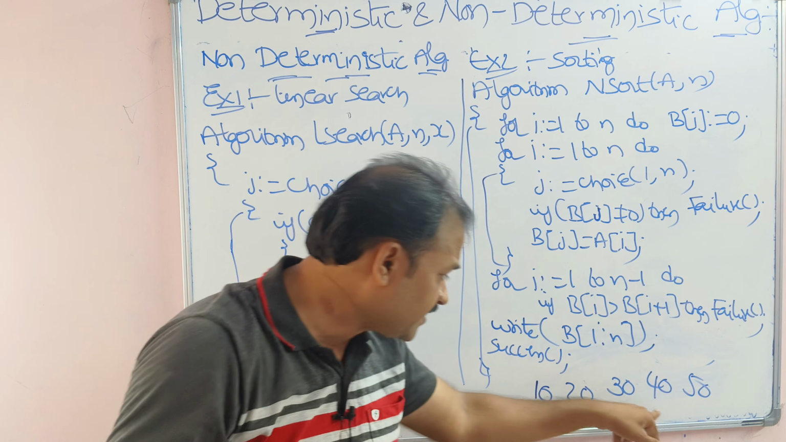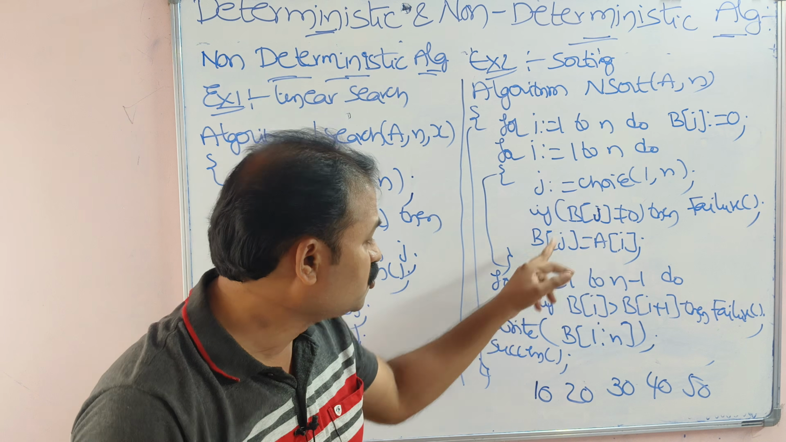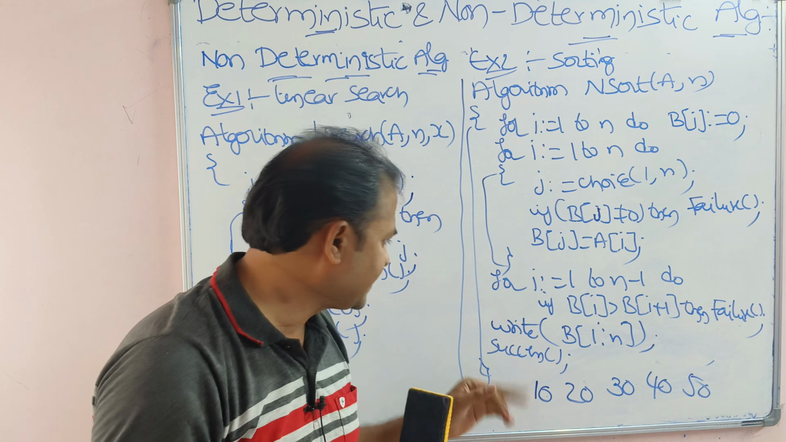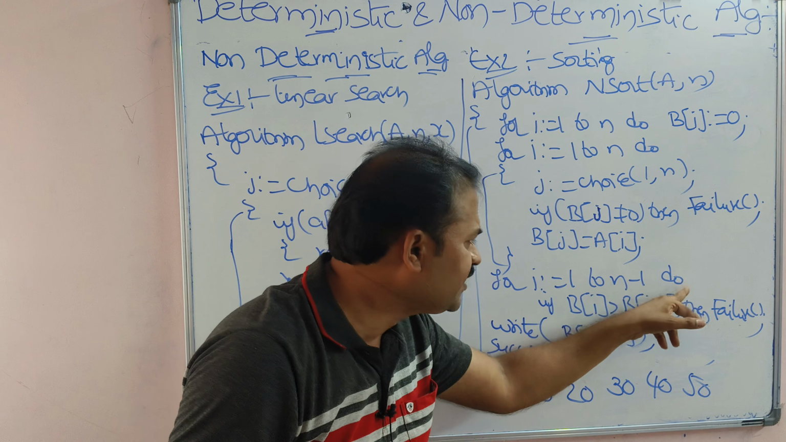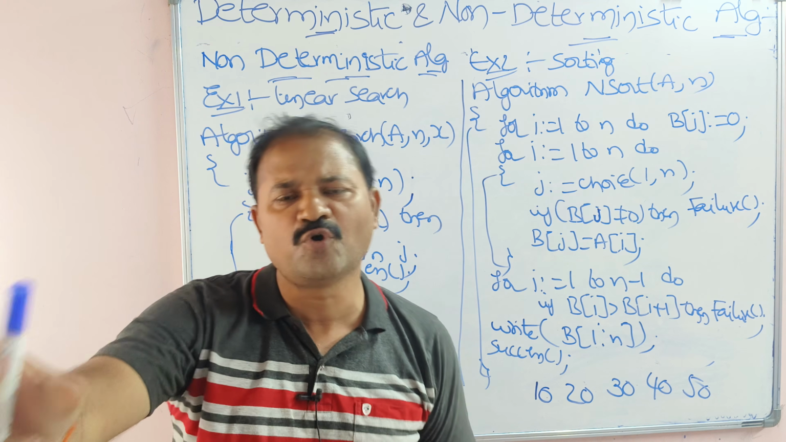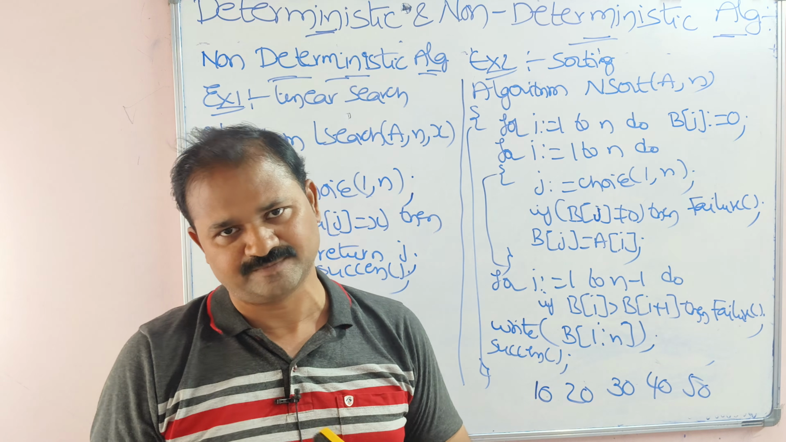So what are the input array elements initially? 10, 20, 30, 40, 50. Those elements are stored in the output array. Next, this is the logic: for i equal to 1 to n minus 1. If there are 5 elements, then 4 iterations are needed. That's why we are using n minus 1.